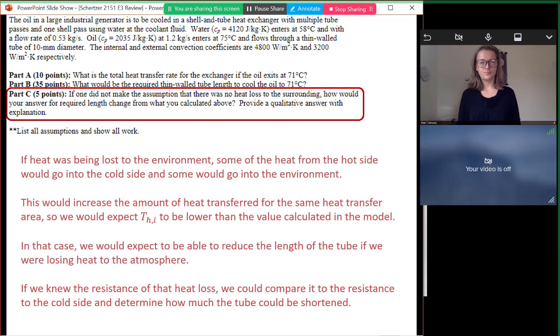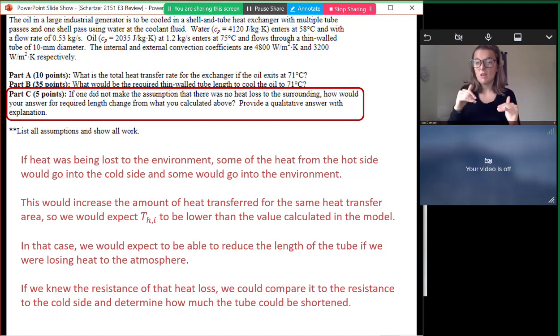But here's what I wrote. If heat was being lost to the environment, some of the heat from the hot side would go to the cold side, and some of it would go into the environment. So the cold side would have to take in less of the heat, right? So this would increase the amount of heat transferred from the same heat transfer area, because there'd be some extra bit lost. So we would expect T hot out to be lower than the value calculated in the model. In that case, we would expect to be able to reduce the length of the tube if we were losing heat to the atmosphere.